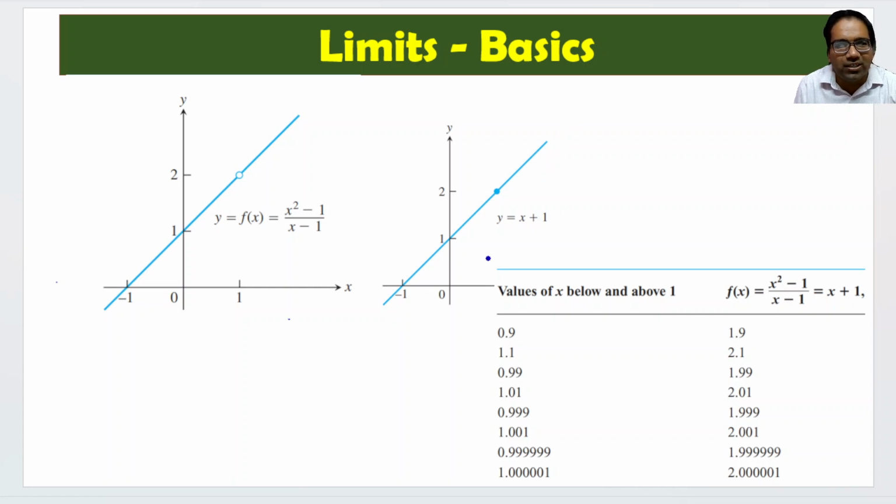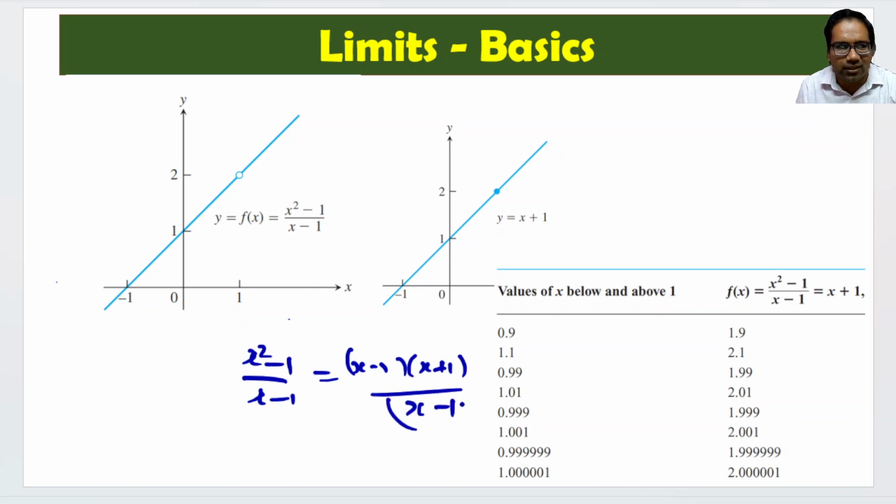Let us take a small variation of this in this form. x square minus 1 by x minus 1. This is also equal to x minus 1 into x plus 1 by x minus 1. Right. If we cancel x minus 1 with x minus 1, we'll get x plus 1. So is this equal to this? That is the question. Okay, this is almost identical, right?